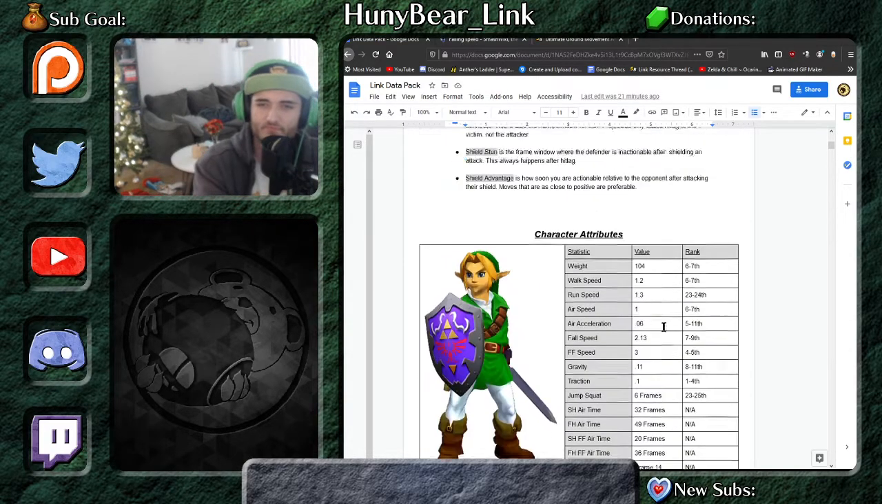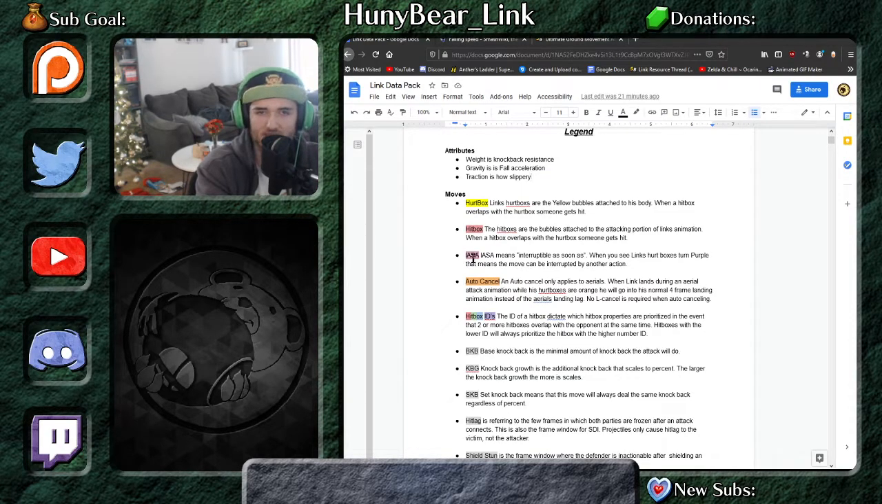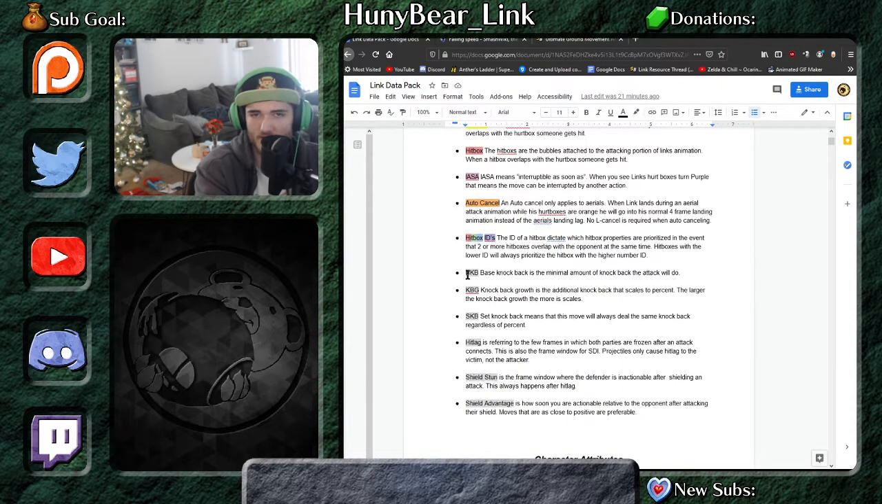Alright, so that's interruptible as soon as. That's what that means. Auto cancel only applies to aerials. Link lands during an aerial attack animation. While his hurt boxes are orange, he will go into his normal 4-frame landing animation instead of his aerial landing lag. No cancel is required when auto canceling.